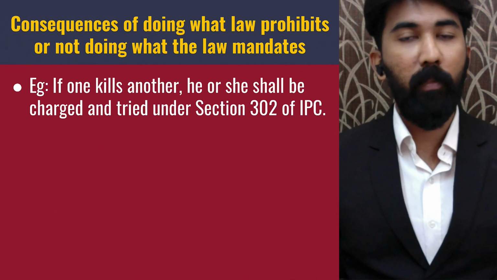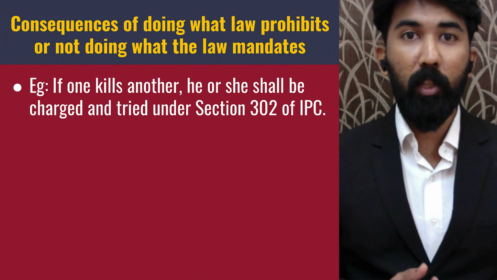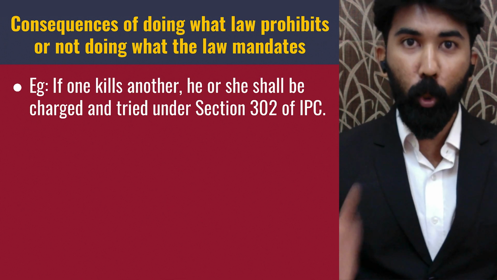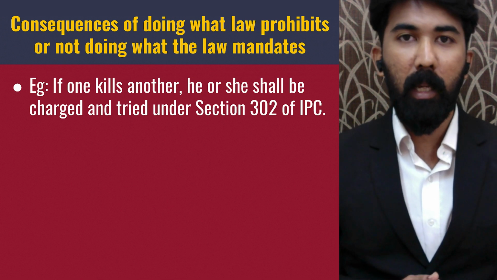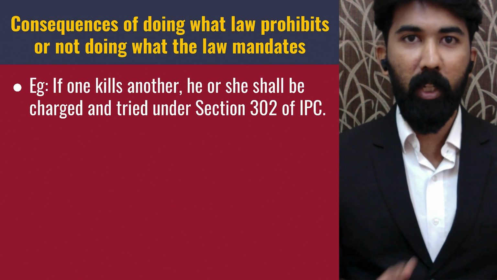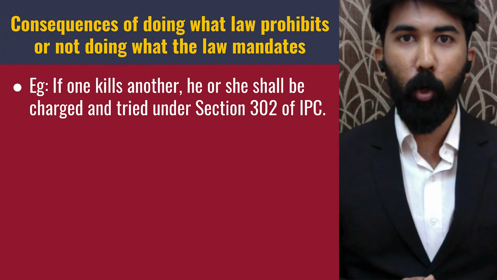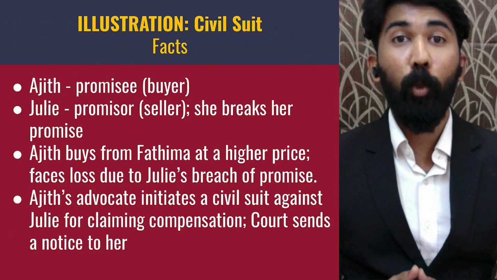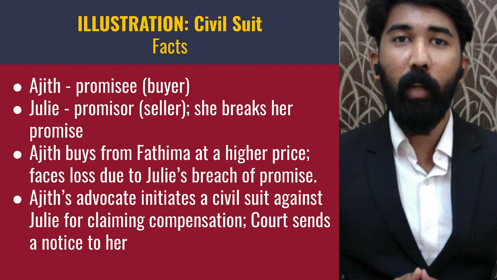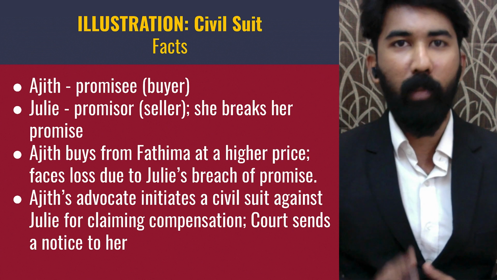And finally, the fifth aspect, which is one of the most important aspects, that is consequences of doing what the law prohibits and not doing what the law mandates. For instance, if one person kills another person, he or she shall be charged and tried under section 302 of IPC. All right. So those are the 5 key aspects as to what the law should talk about. Now let's look at the consequential aspect in a detailed manner using an illustration.